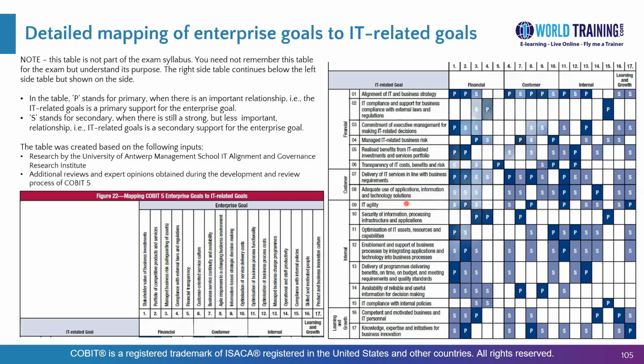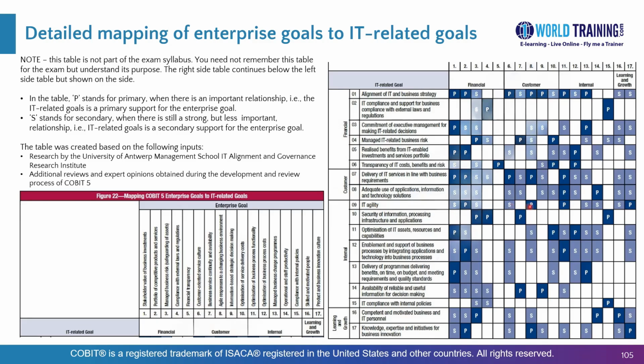So let's close the loop on number 9, IT agility. The number 1 enterprise goal that it is connected to is the stakeholder value of business investments. Then number 2 is a primary connection, which is portfolio of competitive products and services. Number 3, enterprise goal, there's a secondary relationship, and that is manage business risk, safeguarding of assets. All of these are connected with the IT agility related IT goal. Then we see an S in column 6, and that is a customer-oriented service culture. That is also part of the IT agility.